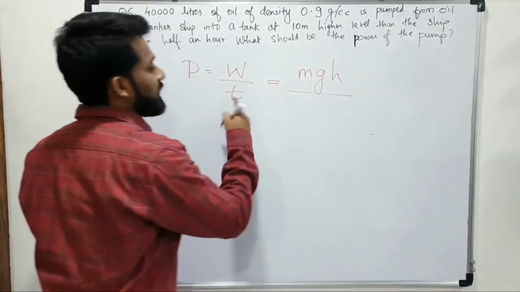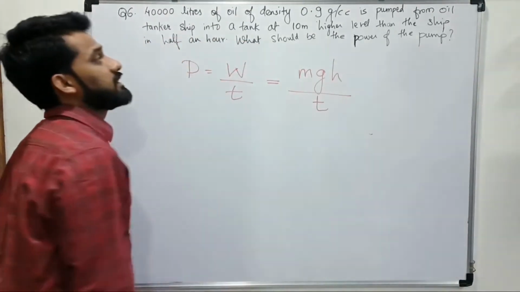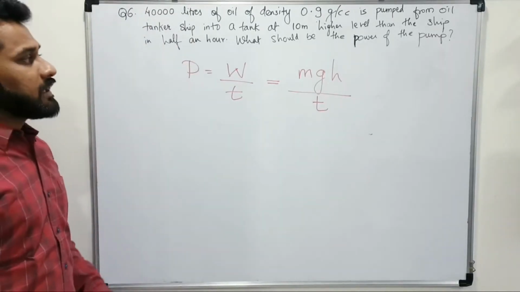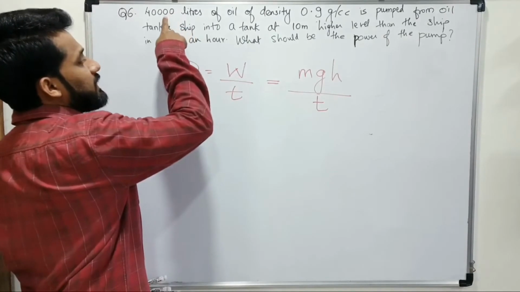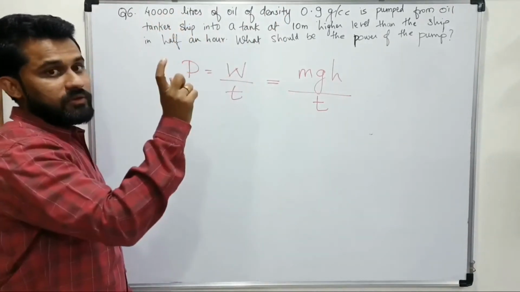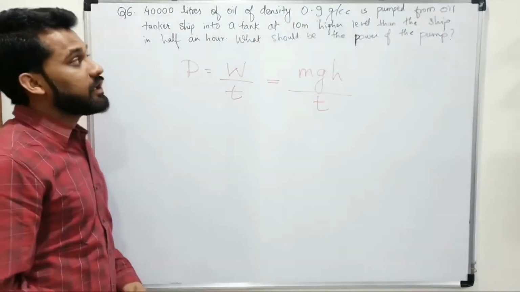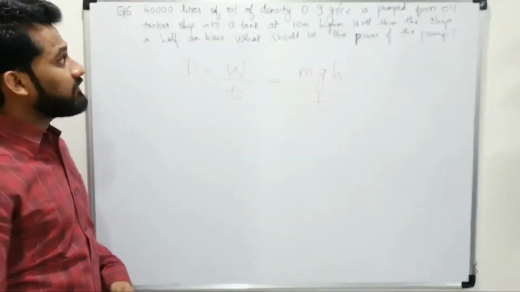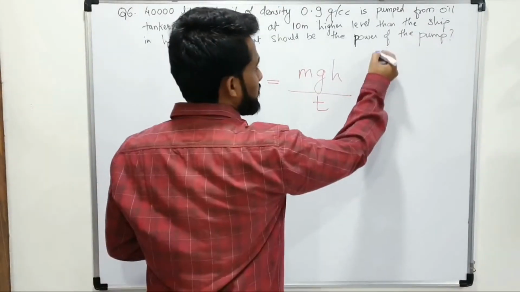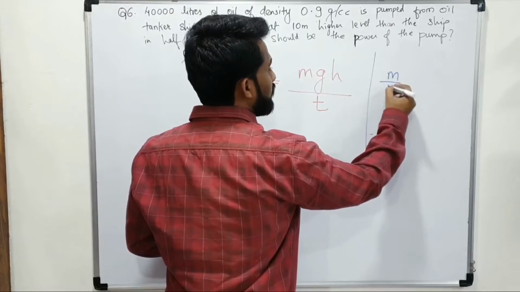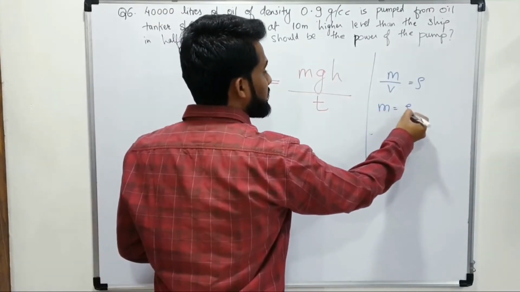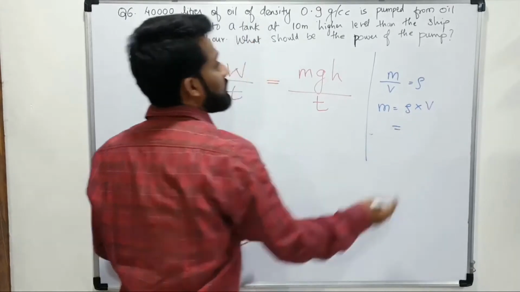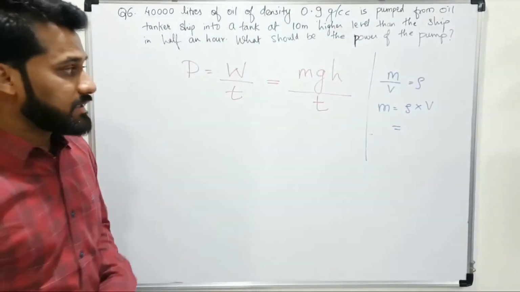Work required is mgh, that is increasing the potential energy, upon the time taken, which is given in the question, half an hour, that is 30 minutes. Now clearly mass is not given directly, it is given in terms of volume of the oil and density of the oil. Using volume and density, we can find the mass. I will find the mass over here separately. Mass upon volume is density, so mass can be calculated as density into volume. But the problem is with the units. The units are not in SI.